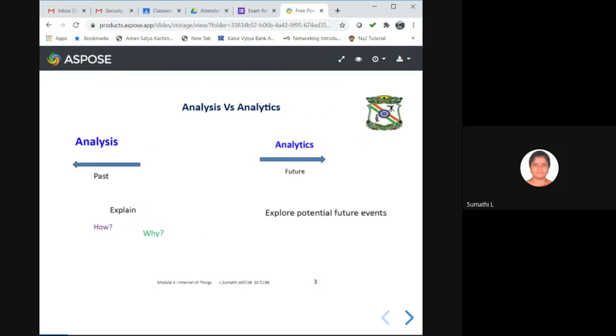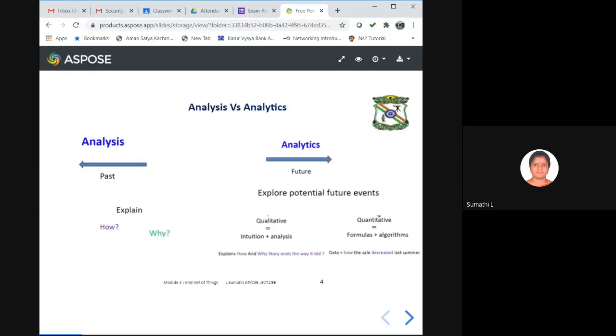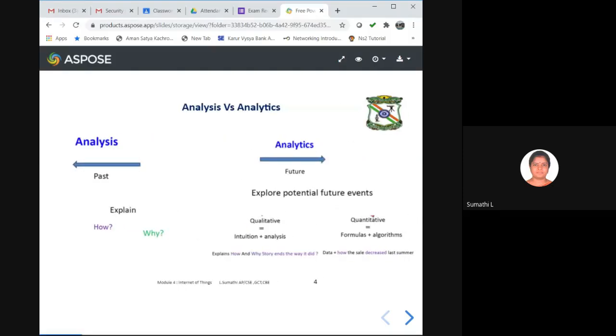Okay, this is what we have discussed previously. Analysis is about the past. It will give you the answer for how and explain why, and analytics gives you information about the future. It helps you to explore future events, right? And in analytics, you can have either qualitative or quantitative analytics. What is qualitative analytics? It is like you make an intuition.